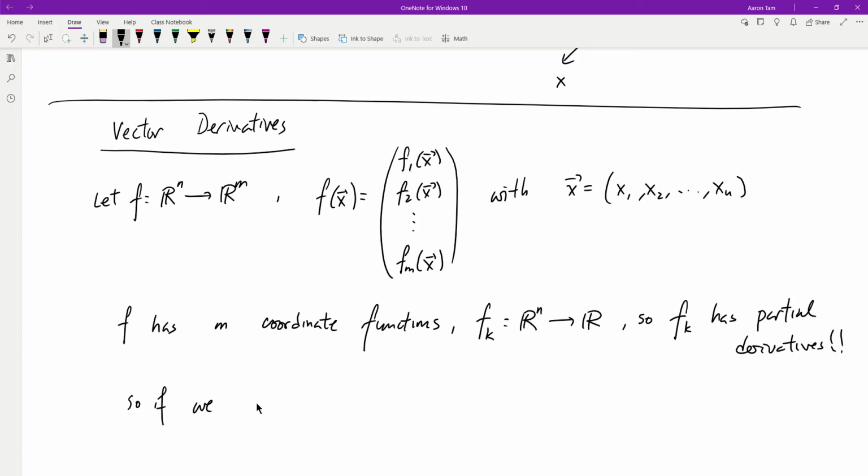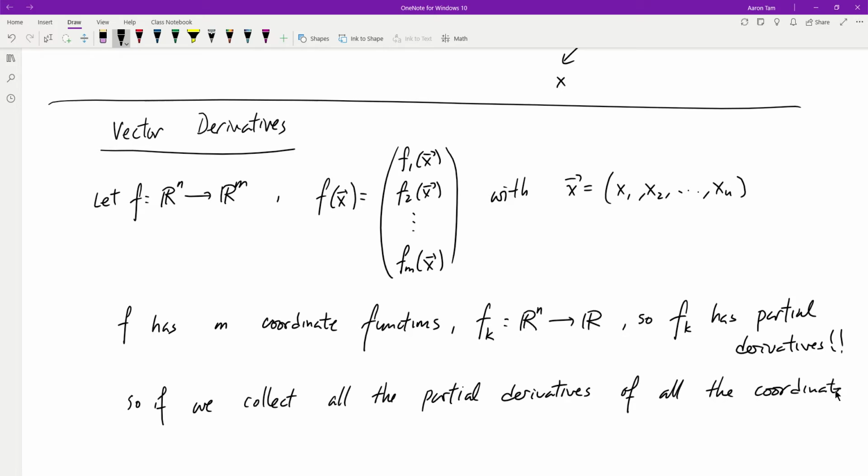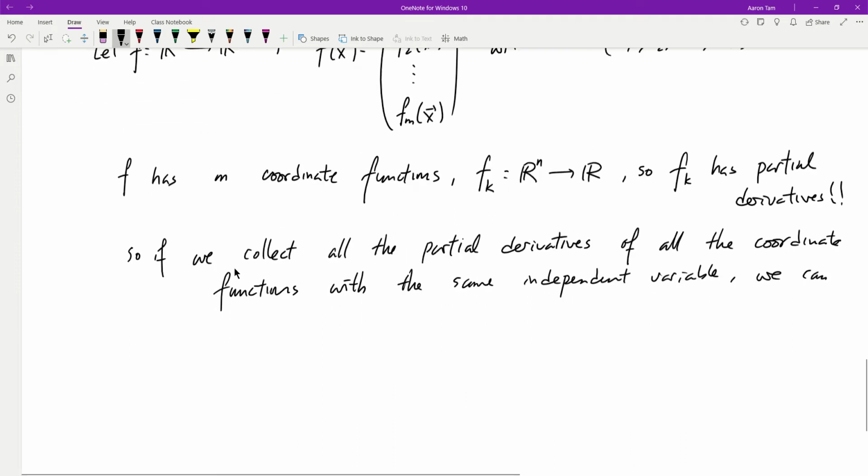If we collect all the partial derivatives of all the coordinate functions together, as long as they're with the same independent variable, we can form something called a vector partial derivative.